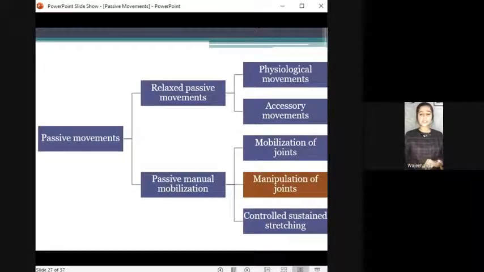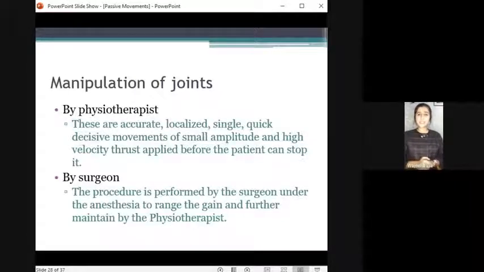The next type is the manipulation of the joint. Manipulation of the joint can be performed by the therapist and the surgeon, but it depends upon the condition of the patient. If the adhesions are not breakable, if the patient is in severe pain and the patient is not allowing the physiotherapist to apply a force, then surgery is required. But if it is doable, a physiotherapist can perform it.